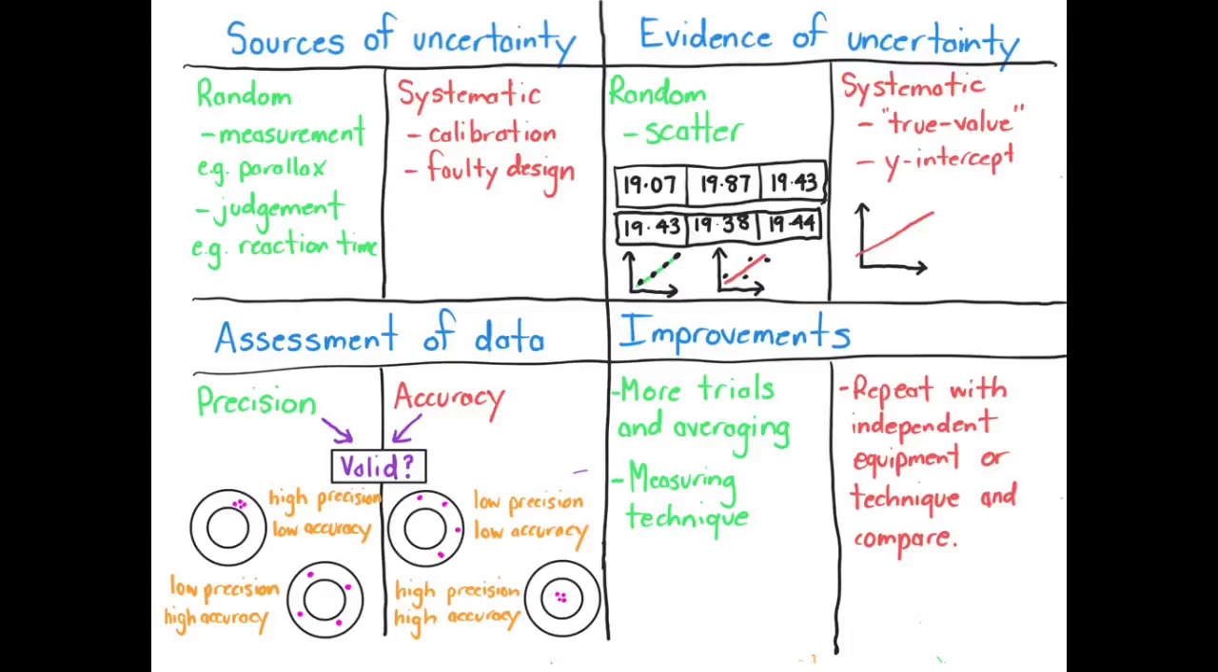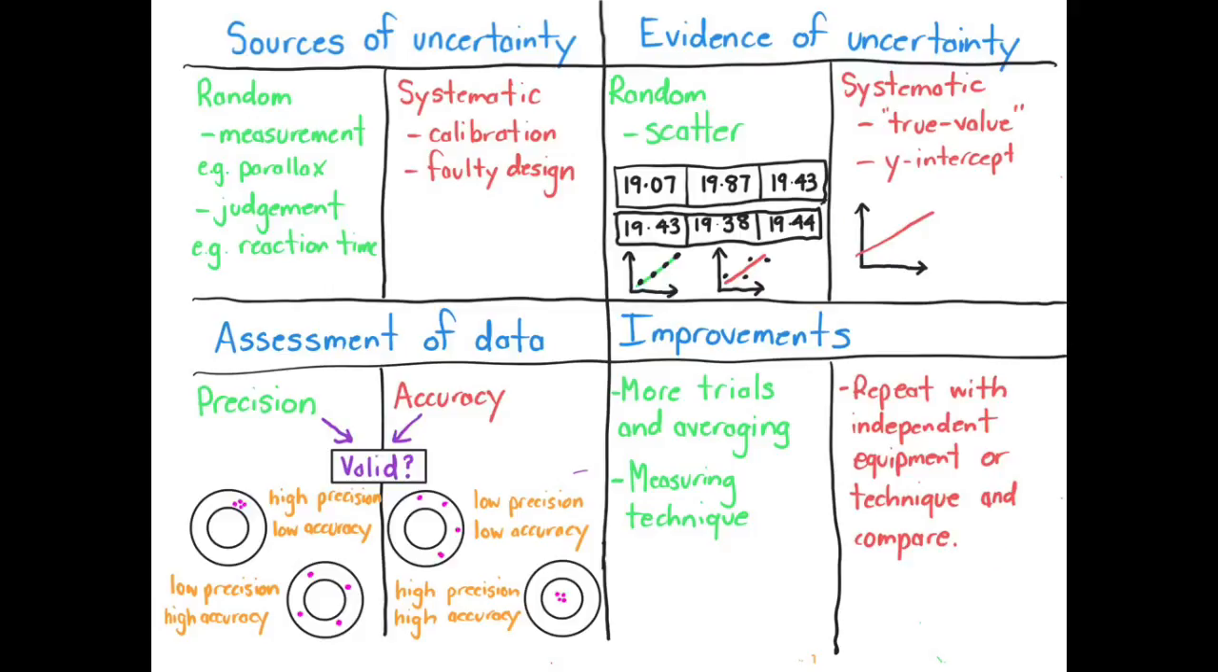In terms of our systematic error, we generally need to be able to repeat the experiment with independent equipment, or ideally even use a completely different technique. And probably a little bit more than that, we need to actually compare that. So in a sense, if we use two different techniques or two different sets of equipment and get the same value, we can have more confidence in our accuracy that we're near a true value.